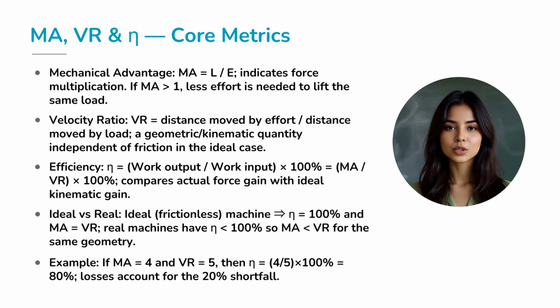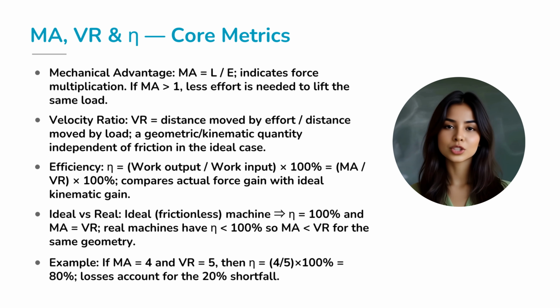The velocity ratio is the distance moved by the effort divided by the distance moved by the load. It is a geometric or kinematic quantity and, in the ideal case, is independent of friction. Efficiency is calculated as work output divided by work input multiplied by 100%. It can also be expressed as mechanical advantage divided by velocity ratio multiplied by 100%. Efficiency compares the actual force gain to the ideal kinematic gain.